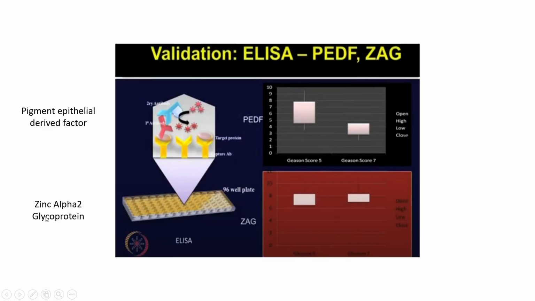Similarly, they also did zinc alpha glycoprotein, and they found that in these two groups there is not much of a difference, but it is slightly upregulated, though not much different in terms of upregulation in the other cohort. But in the Gleason score 7 individuals, it was completely down regulated. We can clearly see that compared to Gleason score 5.